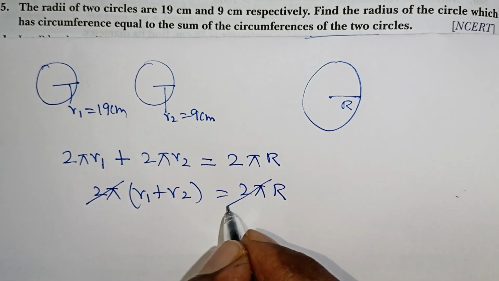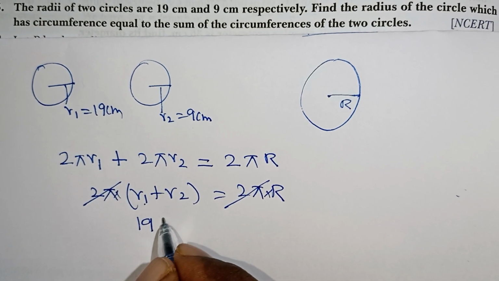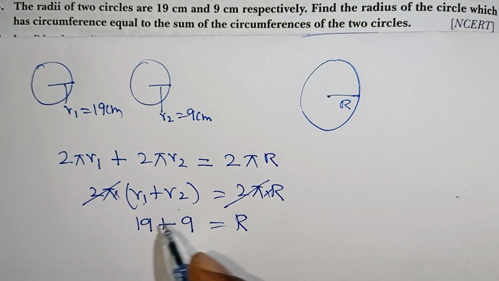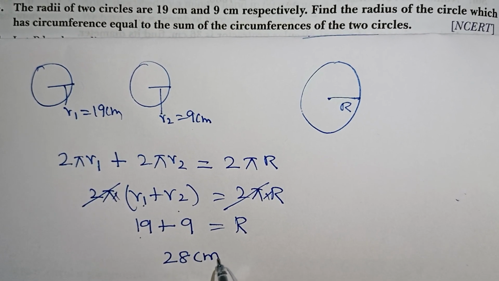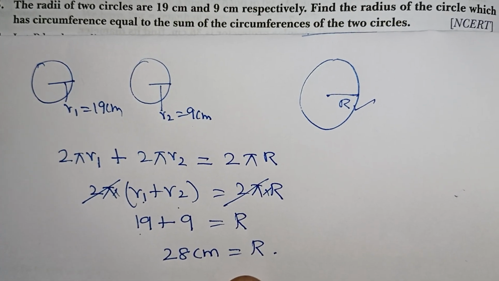Now this 2 pi and this 2 pi will get cancelled because that is in multiplication. R1 value is given as 19 in our question. R2 value is given as 9 in our question, which will be equal to R. 19 plus 9 will give us 28. 28 centimeter is the radius of the big circle which we needed. So that is the correct answer.